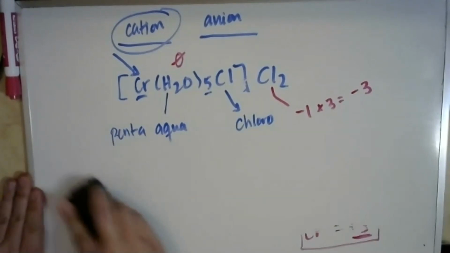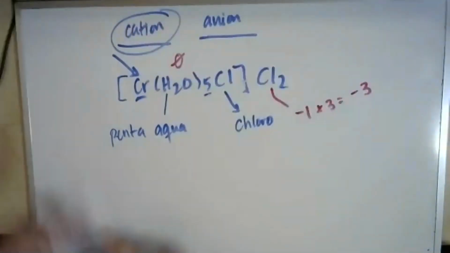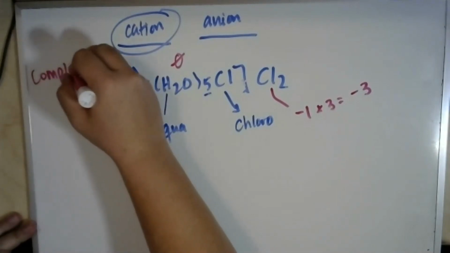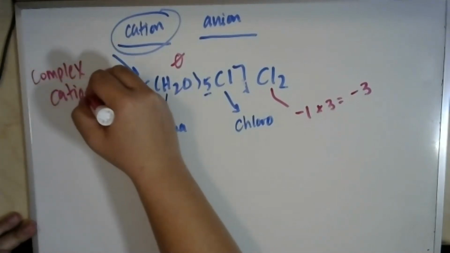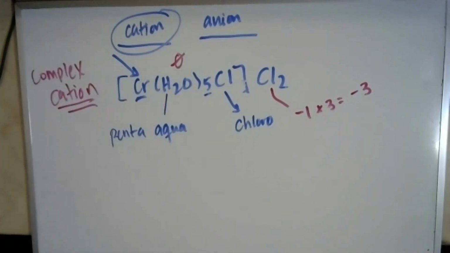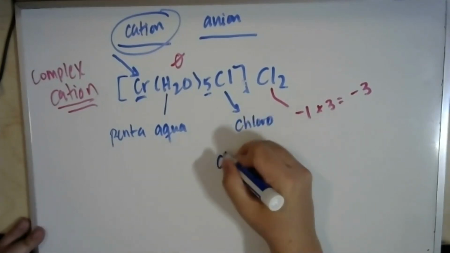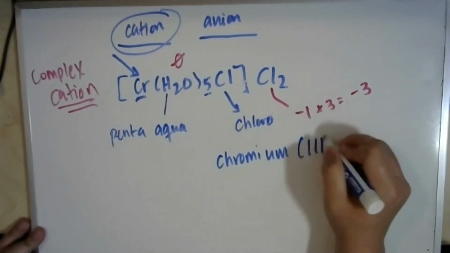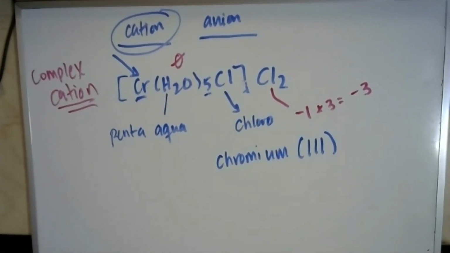And notice that because my complex ion here is a complex cation, I'm not going to change the suffix of the ending of the metal. I'm just going to call it chromium and then a 3 in Roman numerals. Okay, so now we're going to put this together and we're going to form the name.